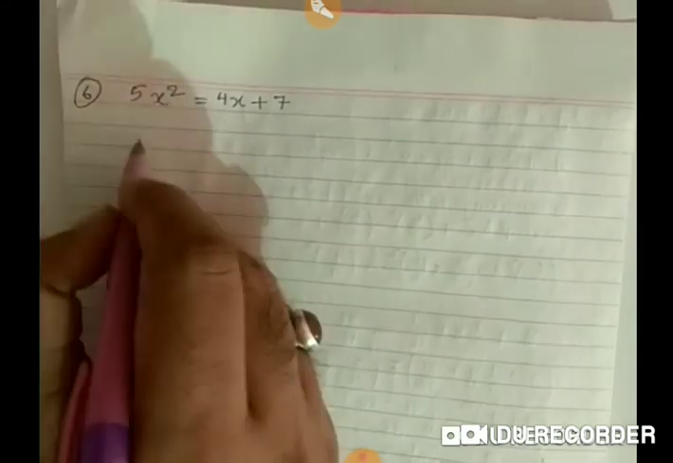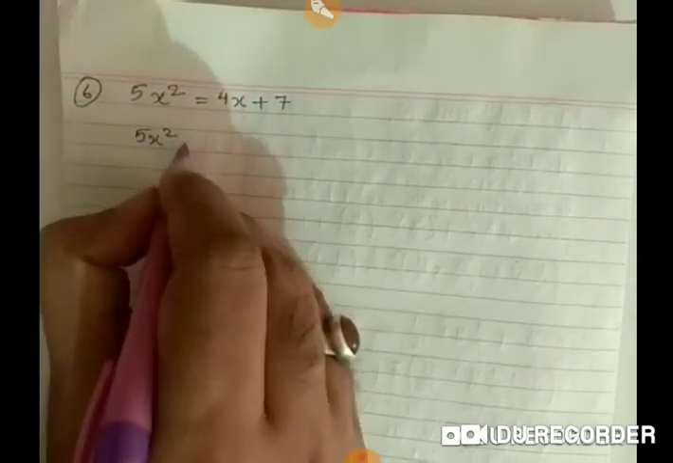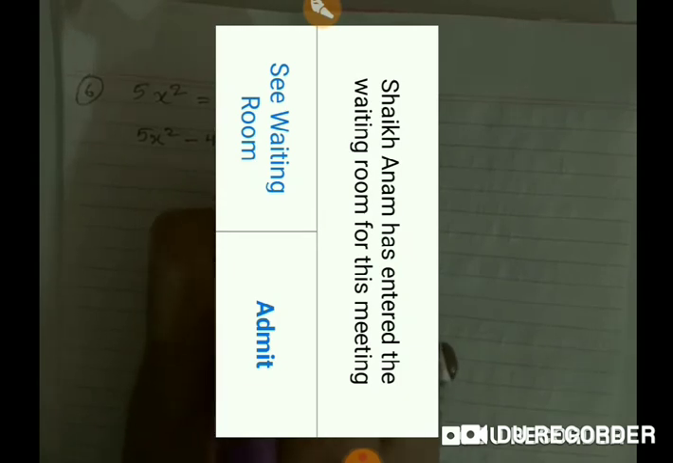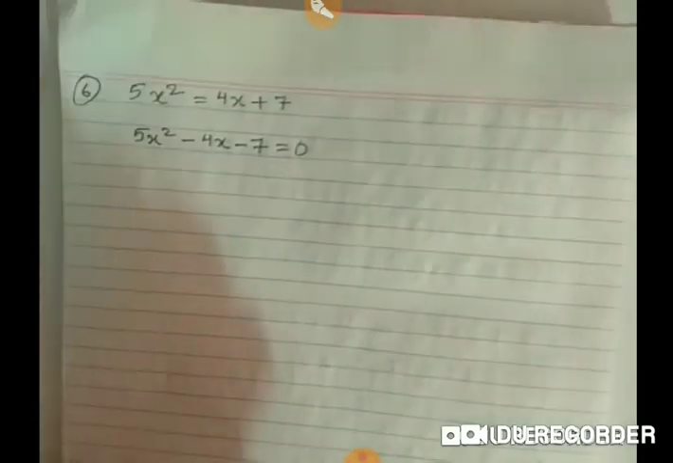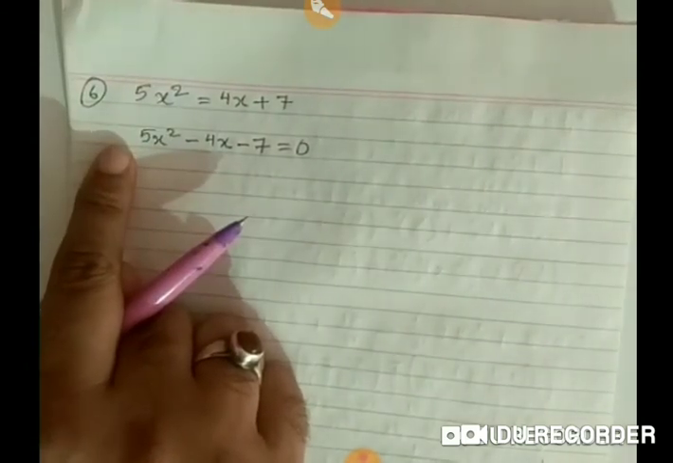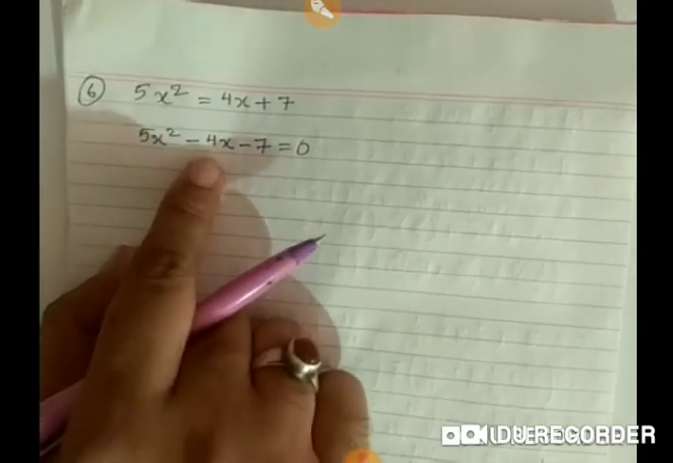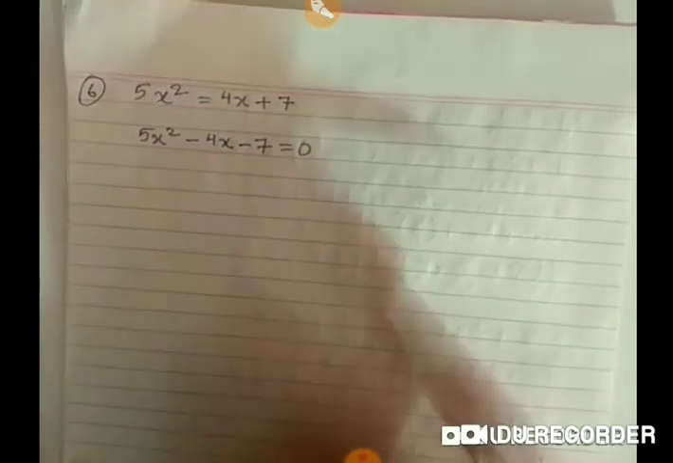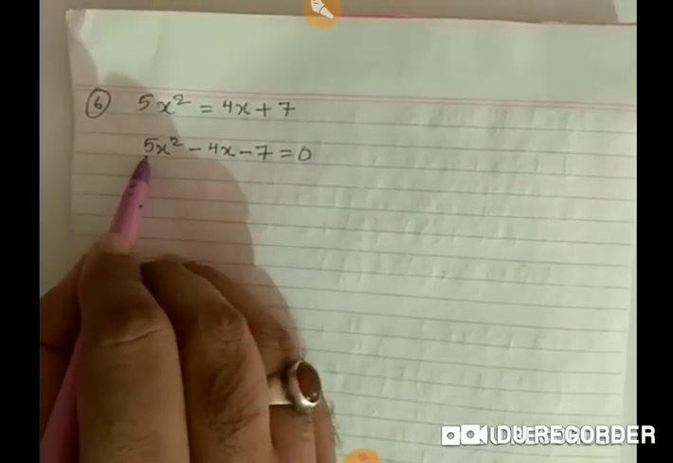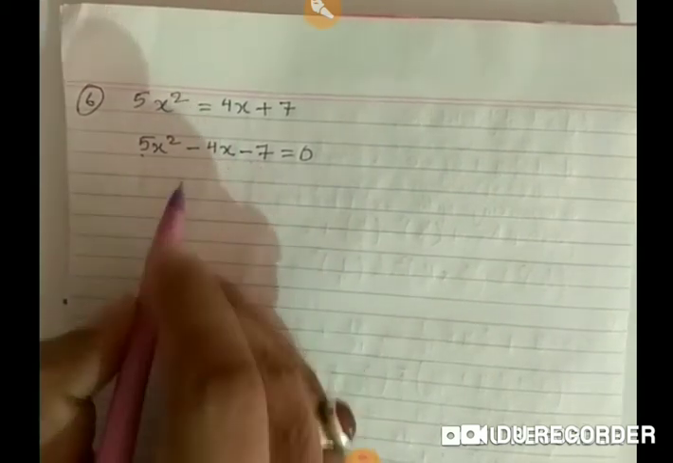So this equation can be arranged as 5x square minus 4x minus 7 equals to 0. Now the given equation is in proper form of quadratic equation, that is ax square plus bx plus c equals to 0. After that, we will convert the coefficient of first term as 1 by dividing this equation by 5.